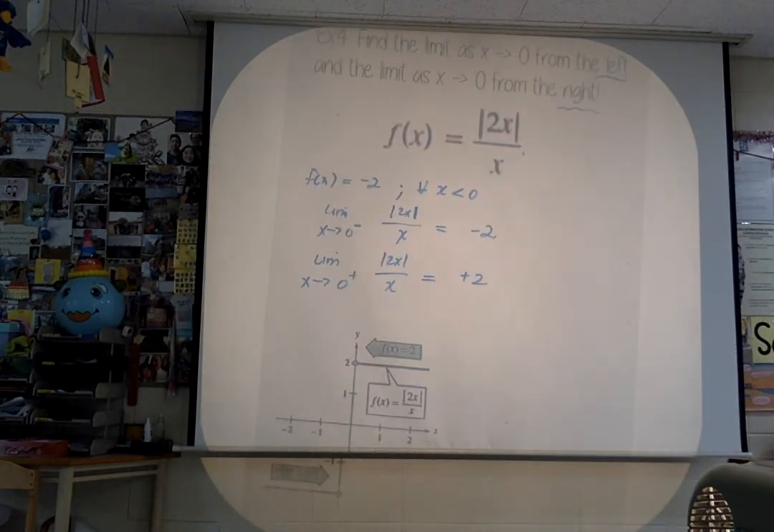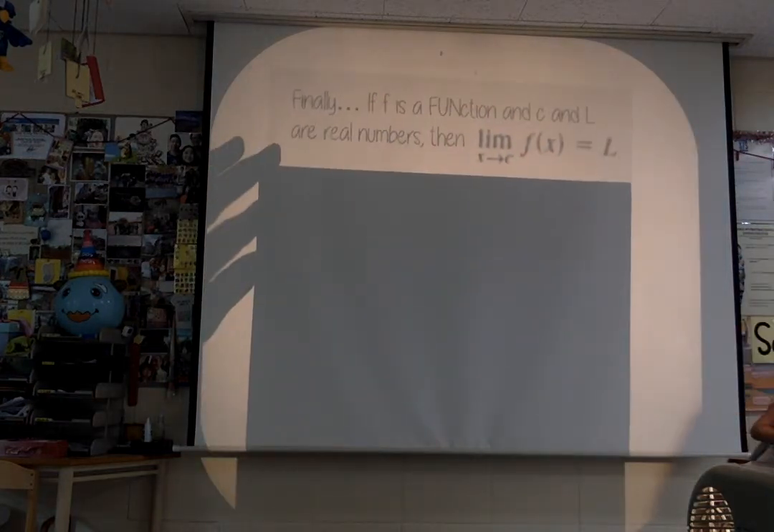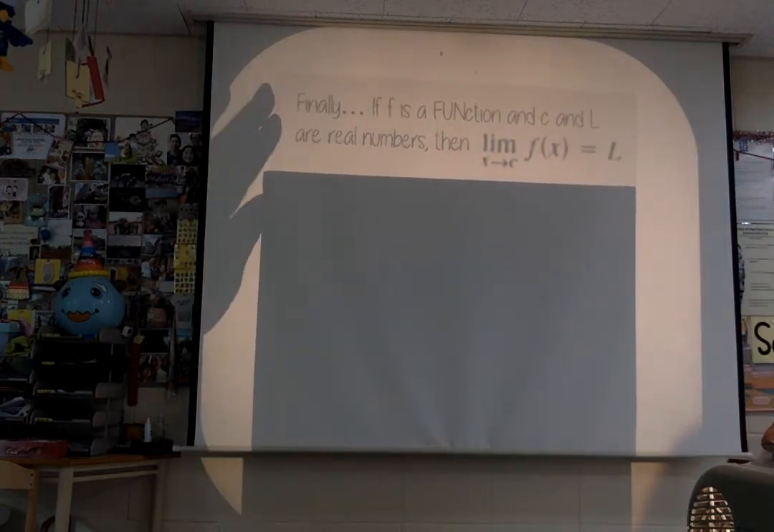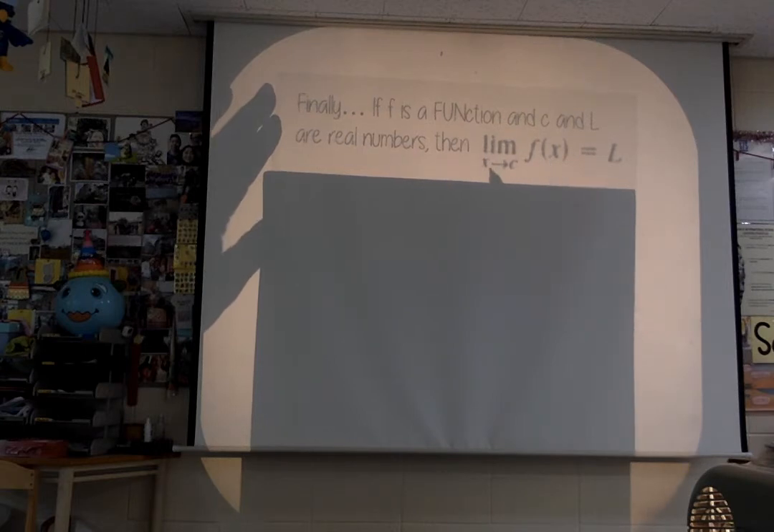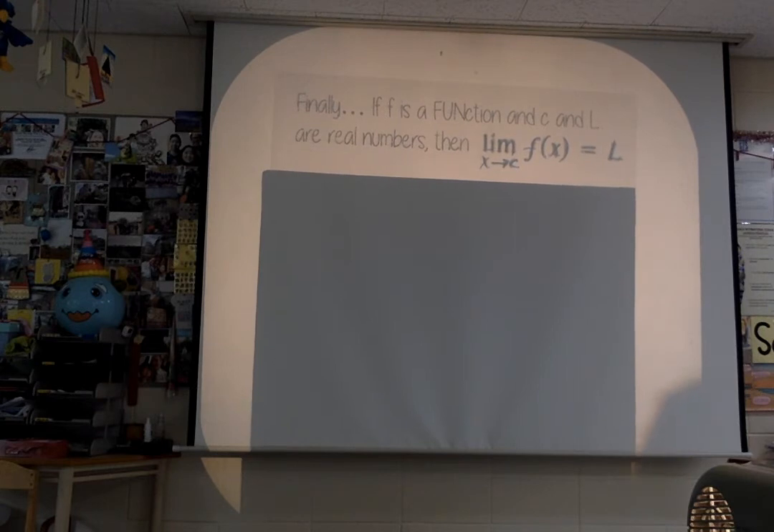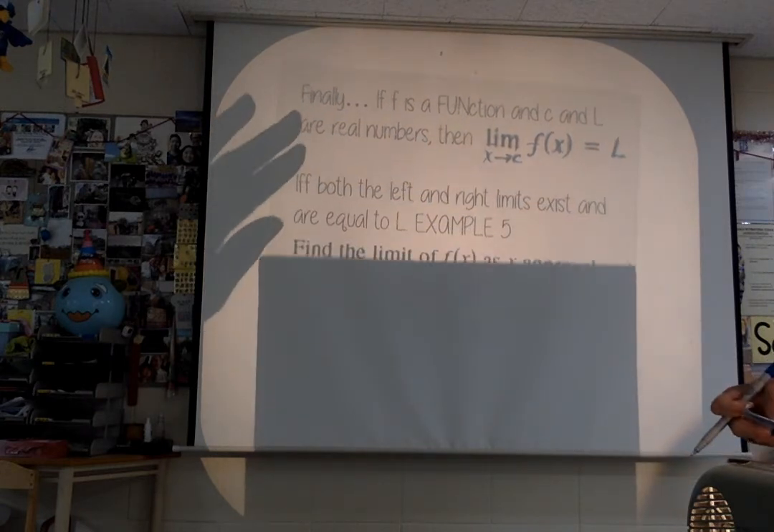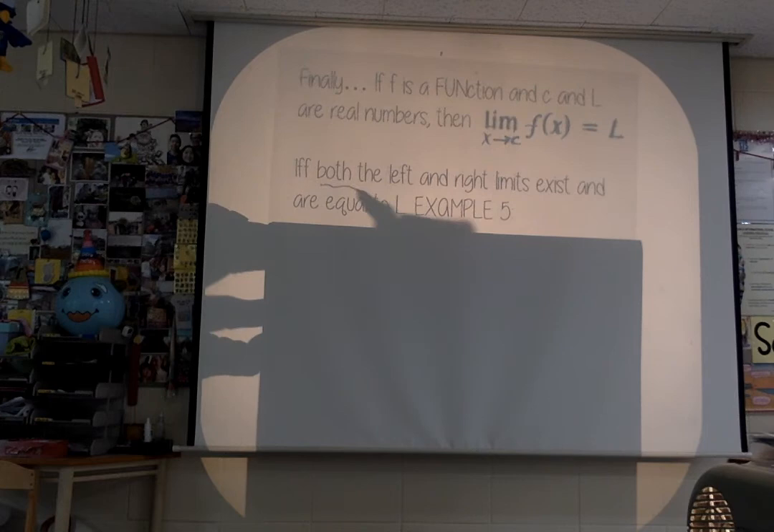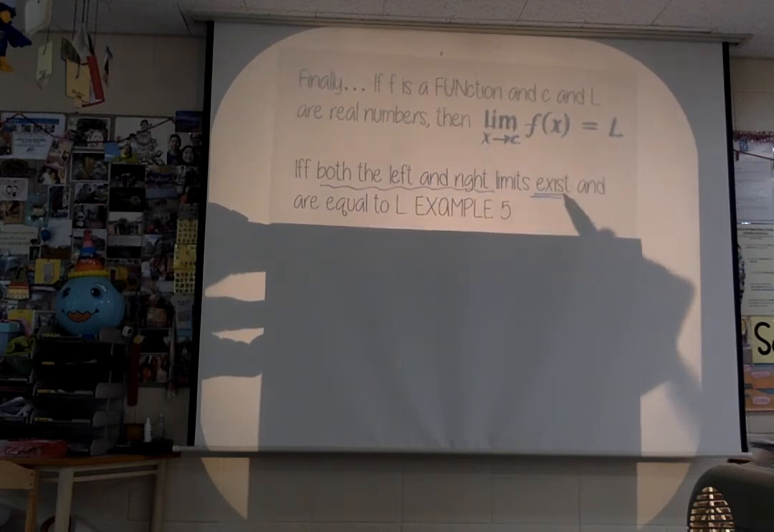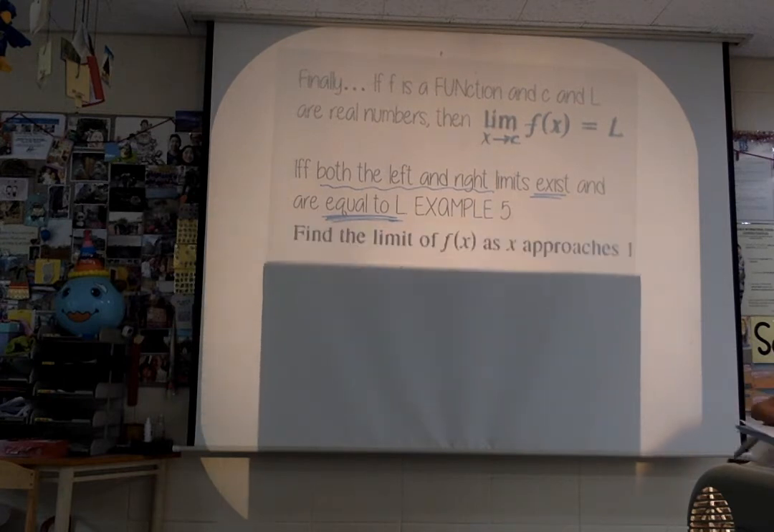All right, let's try another one. Finally, let's try this one. Let's read over this. If f is a function and c and L are real numbers, the limit of f of x as x approaches c is going to be L. This is no different than what I introduced to you from 12.1, as we were discovering limits. So here we go: if and only if both the left and the right limits exist and are equal to L. That's what we explained in 12. Remember that? So we're going to try this one, okay?